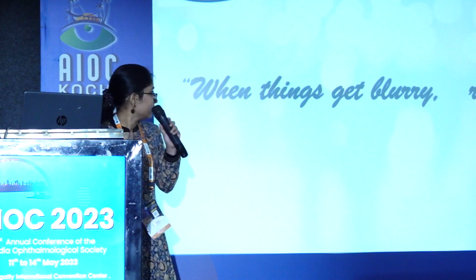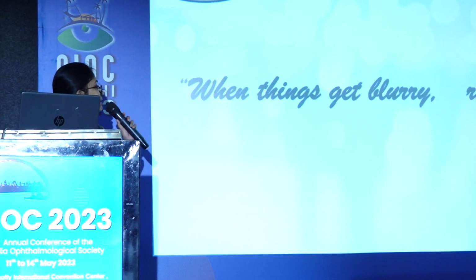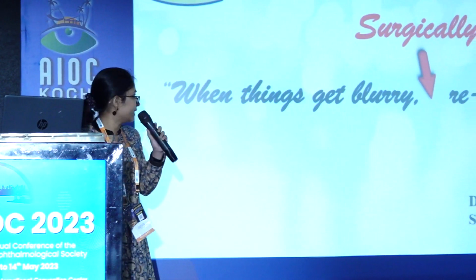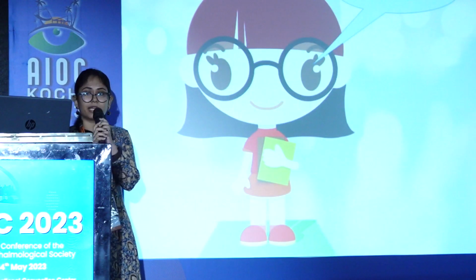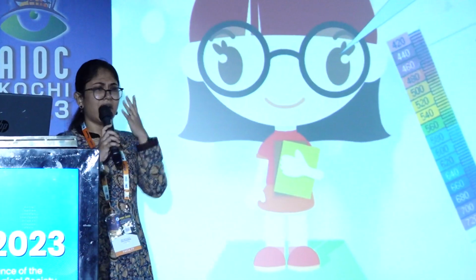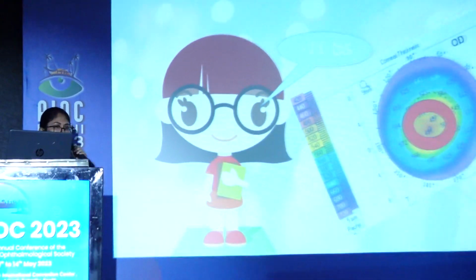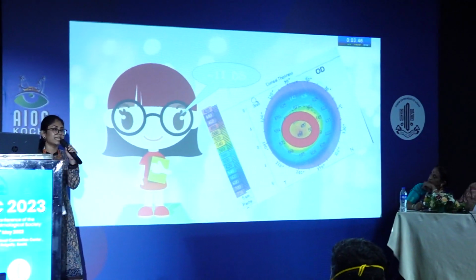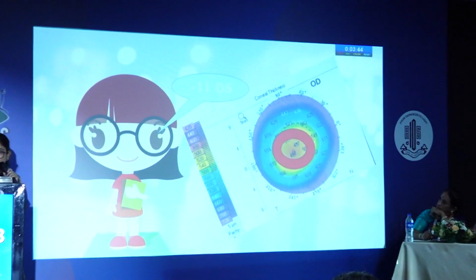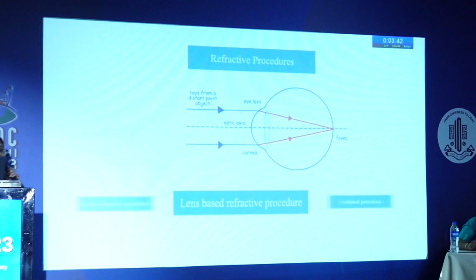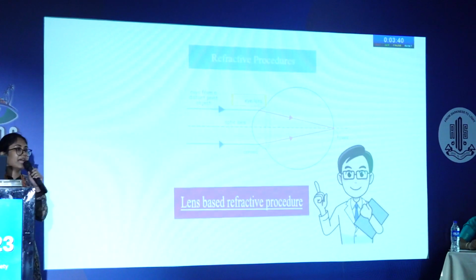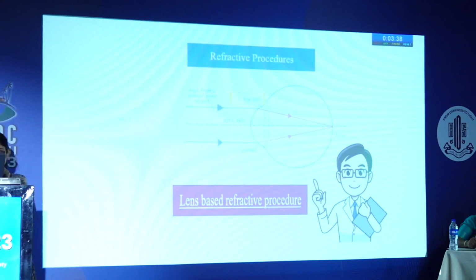Good morning, everyone. When things get blurry, readjust your focus. Why not surgically, right? Look at me. I'm a high myope with a -11 dioptre sphere. I don't need these glasses, but my minimum corneal thickness is less than 500 micron. Can you suggest any surgery for me? Come on, it's simple, right? Lens-based refractive procedure. And that, my dear friends, is my topic today.